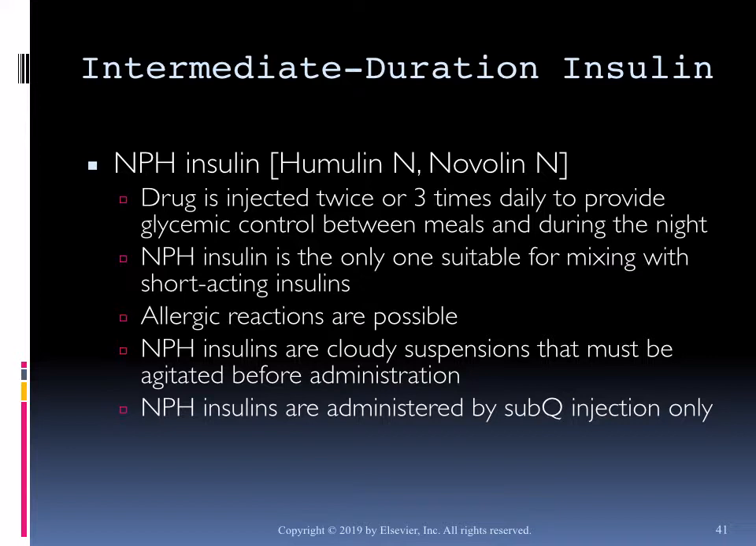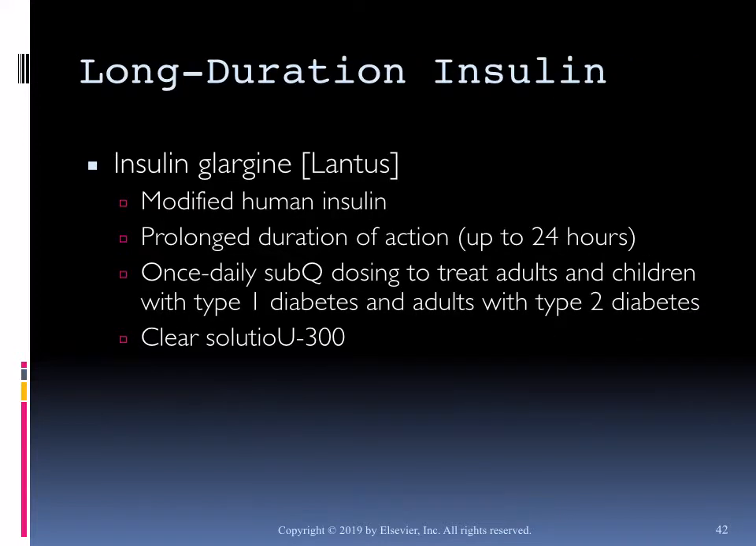The main thing about NPH insulin is you don't want to shake it. You want to roll it before you inject it to disperse the particles throughout the insulin, and take the time to do that because it's a cloudy suspension. And when you're giving the injections of insulin, the abdomen is the best place to give it, and you want to be sure to rotate the insulin areas, giving it 1 inch apart and 2 inches from the umbilicus, of course.